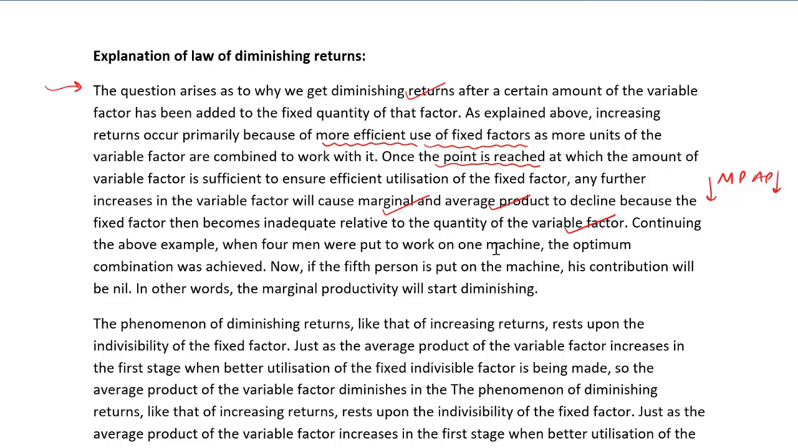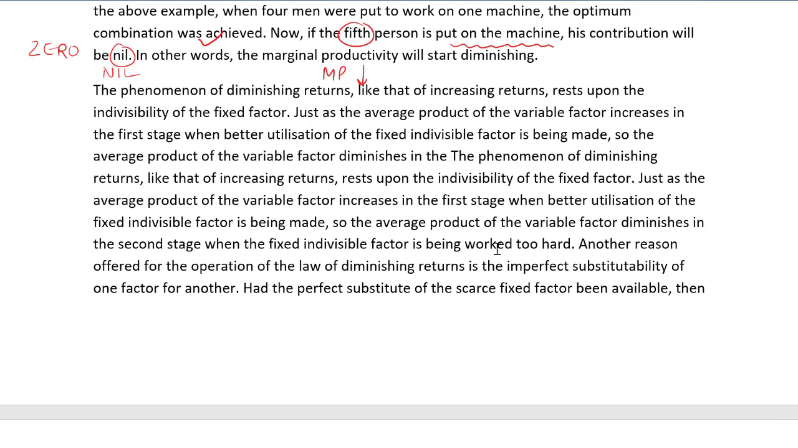Continuing the above example, when four men were put to work on one machine, the optimum combination is achieved. Now, if you employ a fifth person and put him on the same machine to work, his contribution will be nil. In other words, marginal productivity will start declining, because the extra person will not be adding anything to the total product.